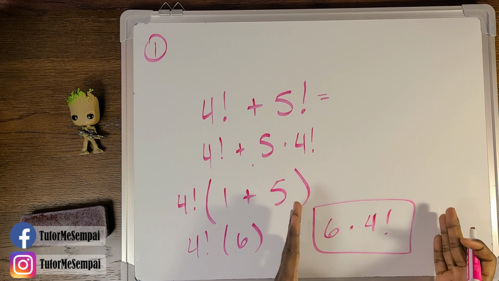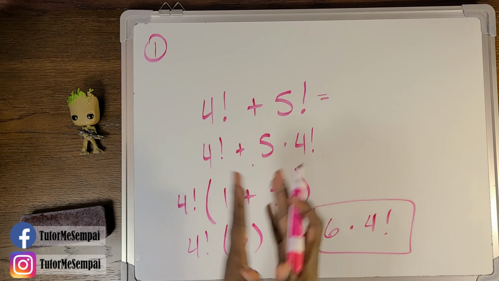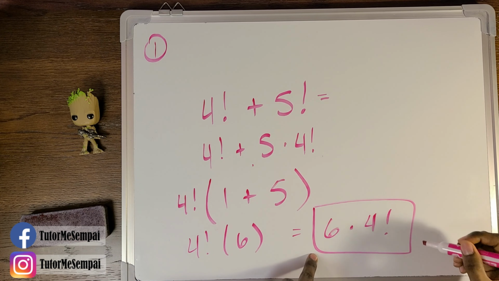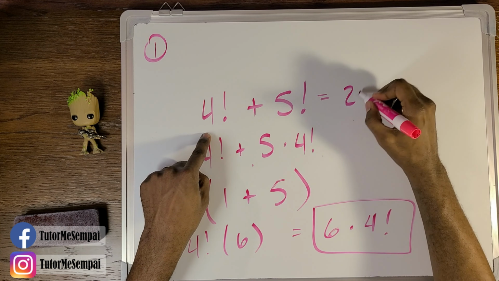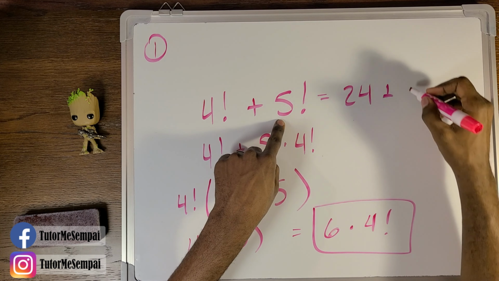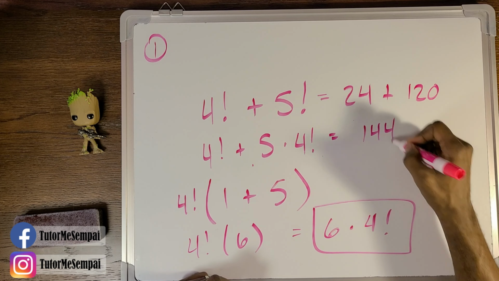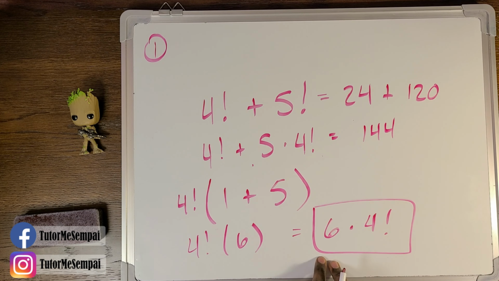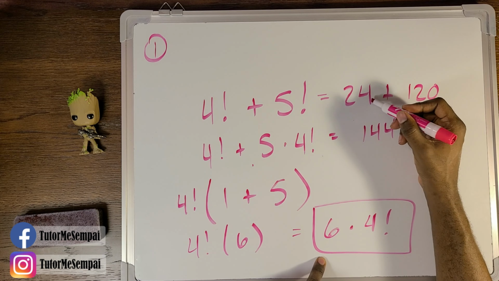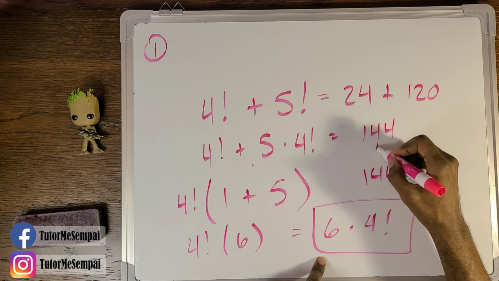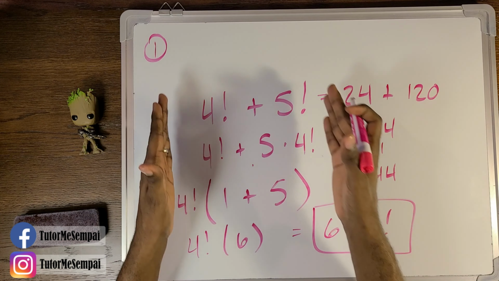But how do we know that our answer has the same value as our original question? Well, you can always go back to this and figure out what the numeric value is. Then compare it with the numeric value of your answer to verify that they are indeed the same thing. We know that 4 factorial is 24, and we know that 5 factorial should be 120, which means that our answer should be 144. Now, we just have to multiply 6 times 4 factorial, which we know to be 24. What's 6 times 24? Well, it's 144. Therefore, these 2 answers are the same. Our final result has the same value as our original question.